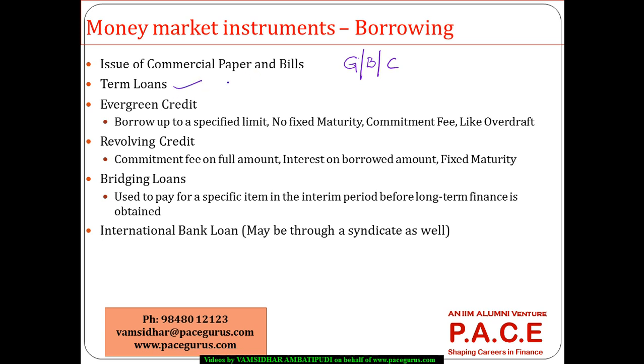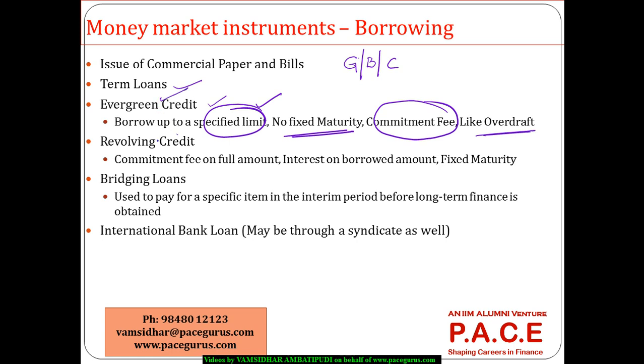Apart from that, we can talk about term loans, the loans that are taken for a specified period of time. In some cases, for short term, we have evergreen credit, where the borrowing can be done up to a specific limit, generally with no fixed maturity period, but they can borrow at any point in time up to this limit. But to get that facility, there is an initial commitment fee that has to be paid by the borrower to borrow any time up to that specified limit. So it is more or less similar to an overdraft.